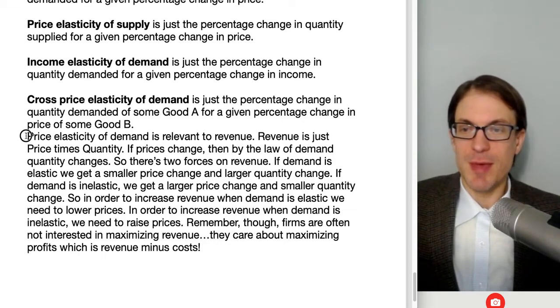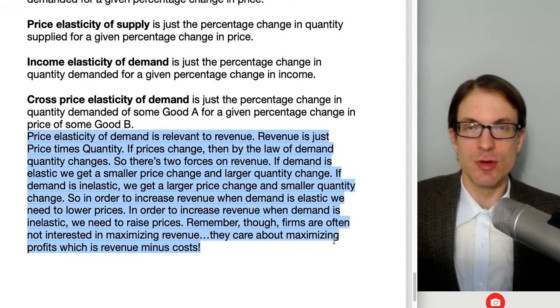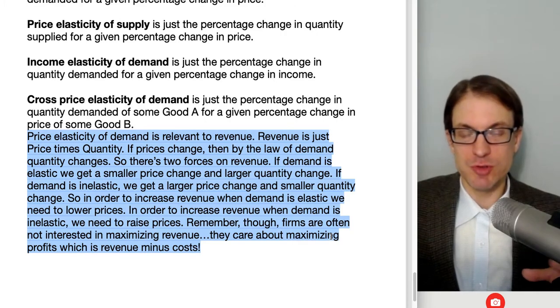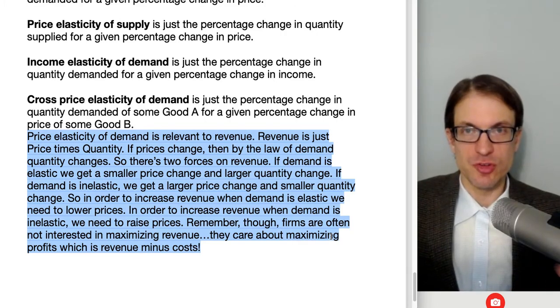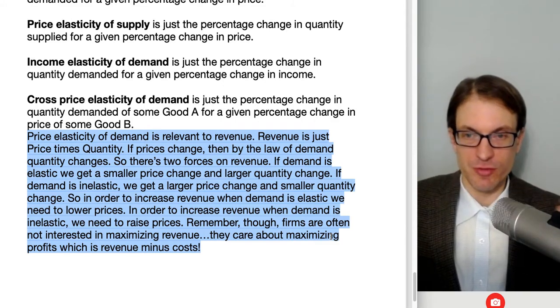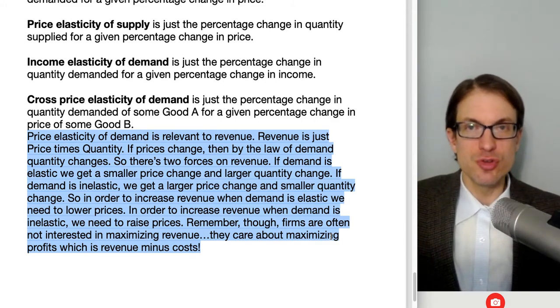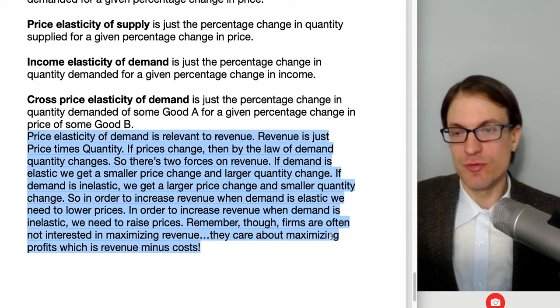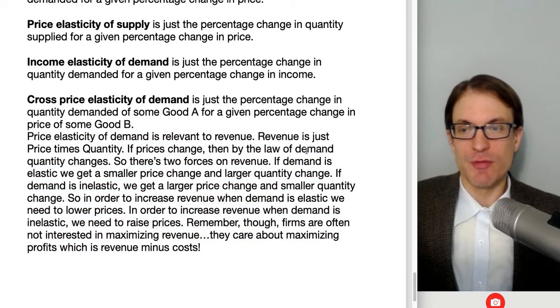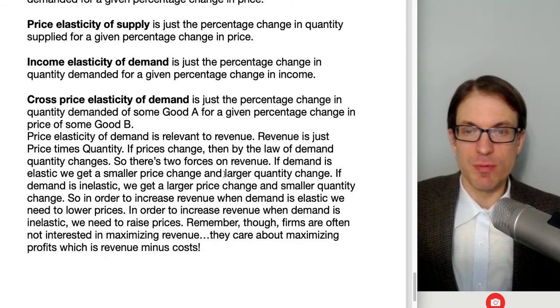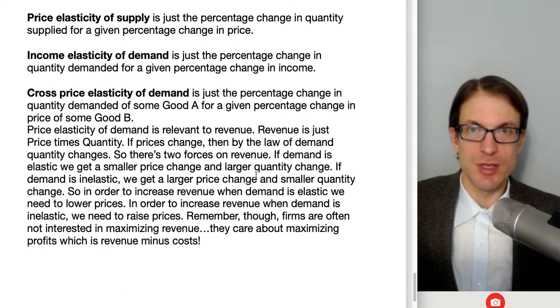Price elasticity of demand also is relevant to revenue. Now, revenue is just price times quantity. So when prices change by the law of demand, the quantity is going to change. Price rises, quantity falls. Price falls, quantity rises. So there's two forces coming through revenue for a given price change. Now, if demand's elastic, we get a smaller price change and a larger quantity change. If demand is inelastic, we get a larger price change and a smaller quantity change.